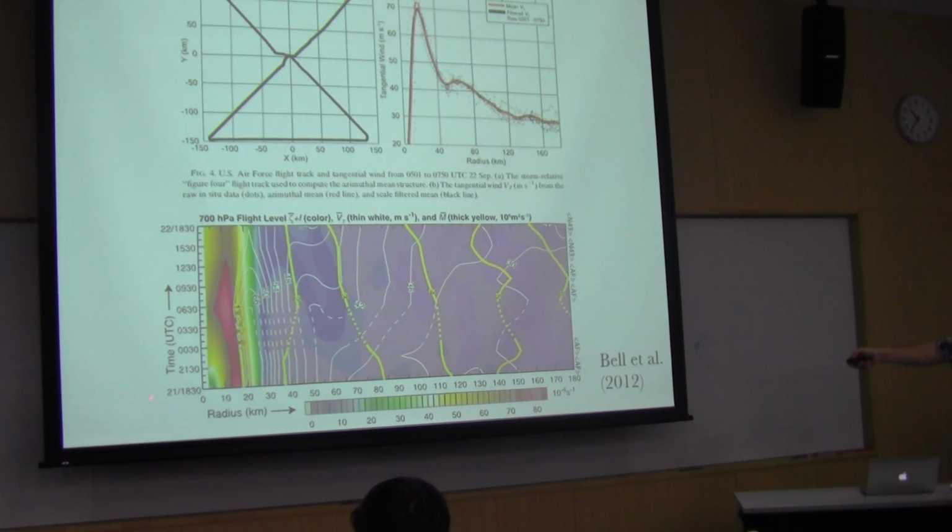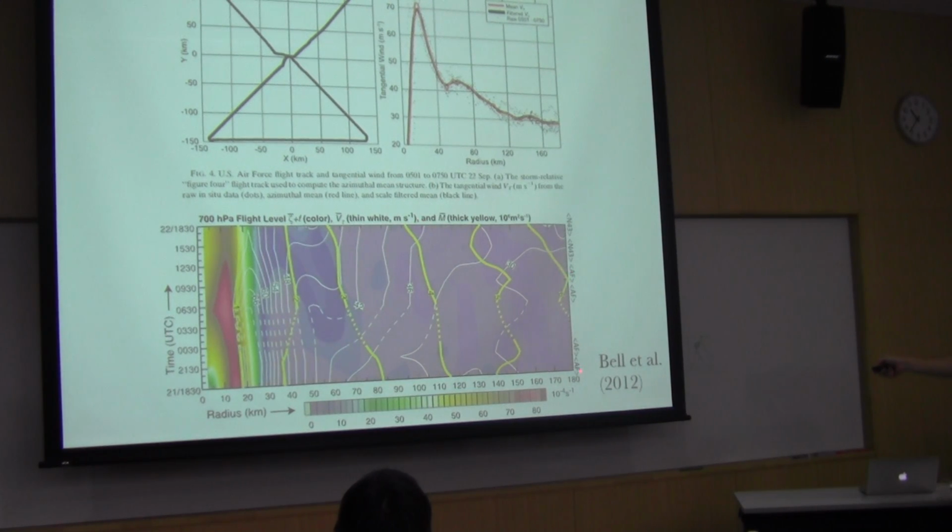So this is a Hovmoller type diagram from 1830 on the 21st to the 22nd, so 24 hours. The colors are absolute vorticity, calculated from these. The white contours are tangential wind, and yellow is angular momentum. The time period of each flight is here.